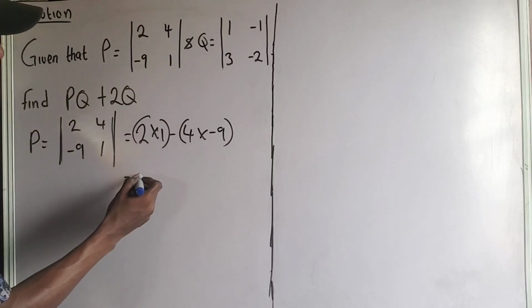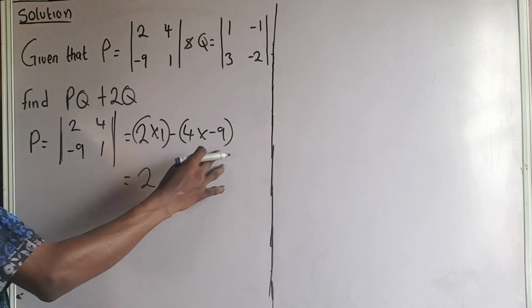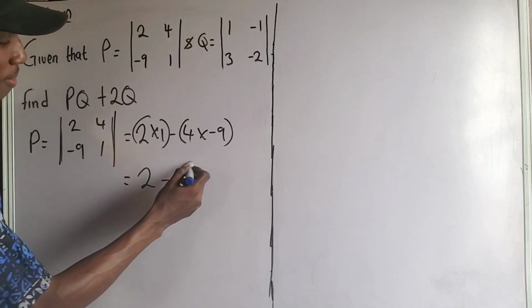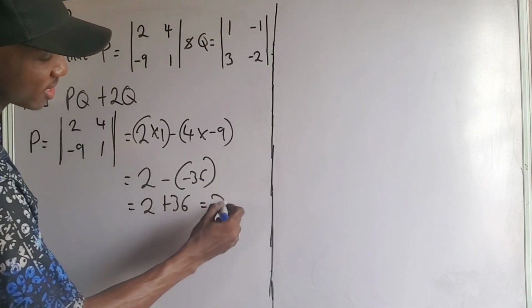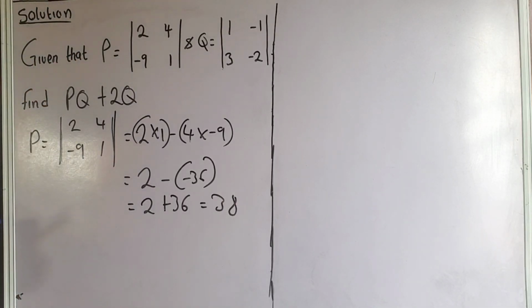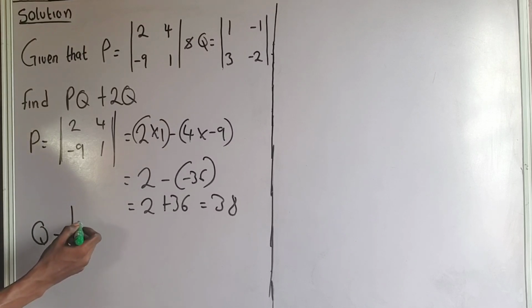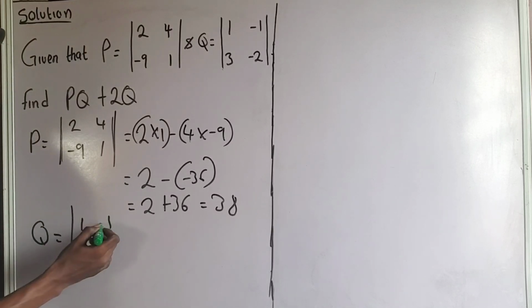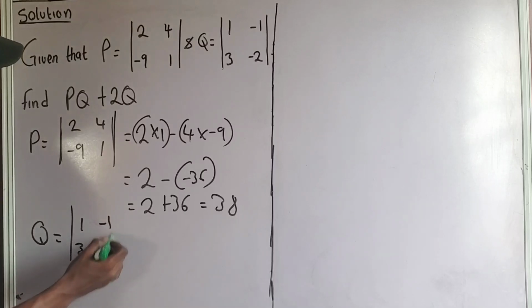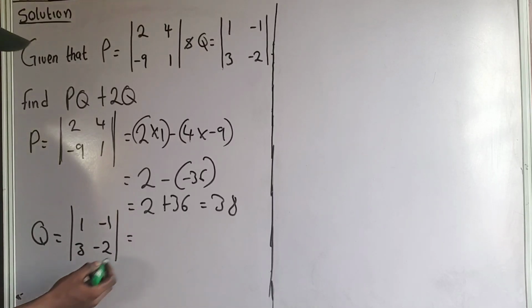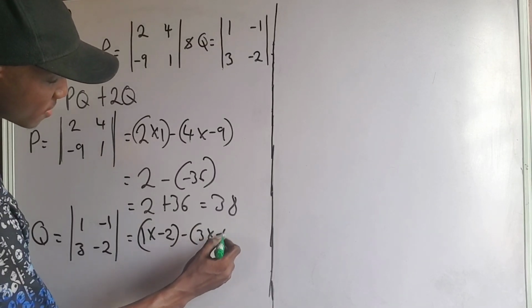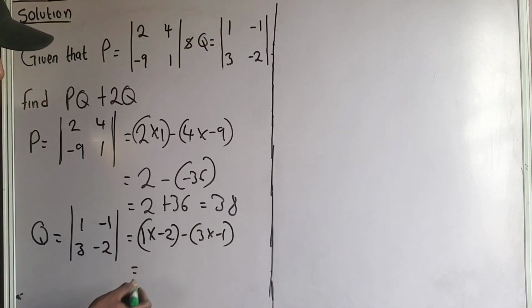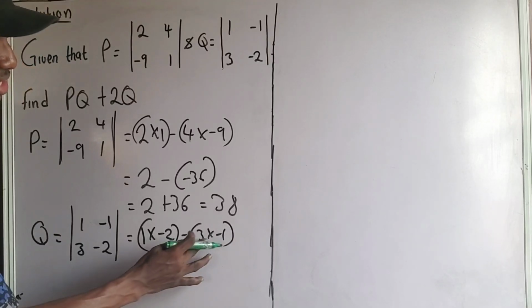Okay, now 2 times 1 is 2 minus 4 times negative 9. That is negative 36. So I'm going to have minus 36. Okay, so 2 plus 36. That is what? 38. Okay, so for the Q also, we are going to do the same. Q is equal to 1, negative 1, 1, negative 1, 3, and negative 2. Okay? Take the determinant. I'm going to have 1 times negative 2 minus 3 times negative 1. Okay? 1 times negative 2 is what? Negative 2. And 3 times negative 1 is what?